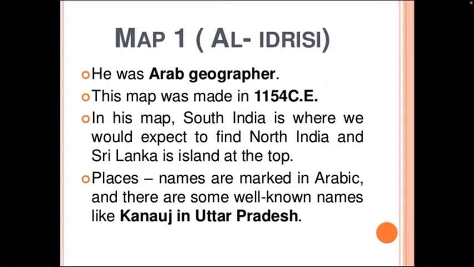Map 1 was made by Al-Idrisi. He was an Arab geographer. This map was made way back in 1154 CE. In that map, South India is where we would expect to find North India, and the Sri Lanka island is the island at the top. Places named are marked in Arabic, and there are some well-known names like Kannauj in Uttar Pradesh.